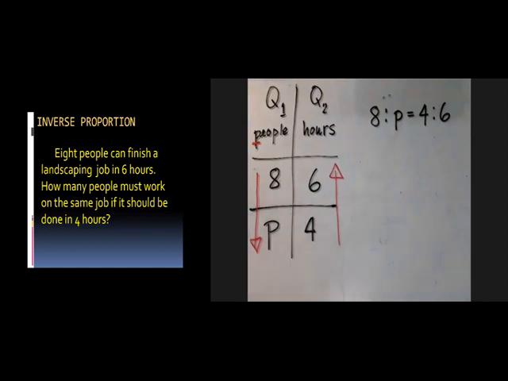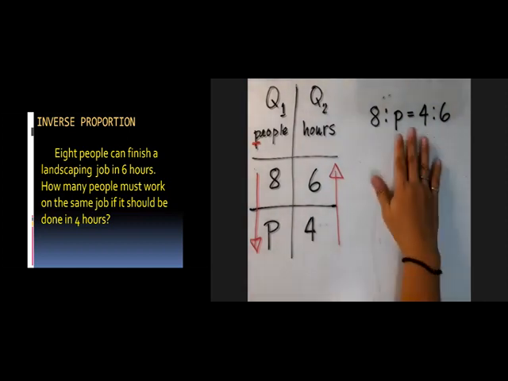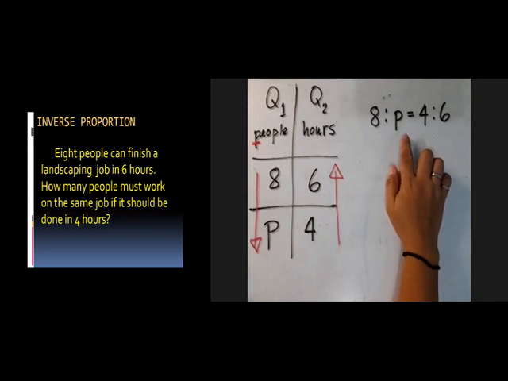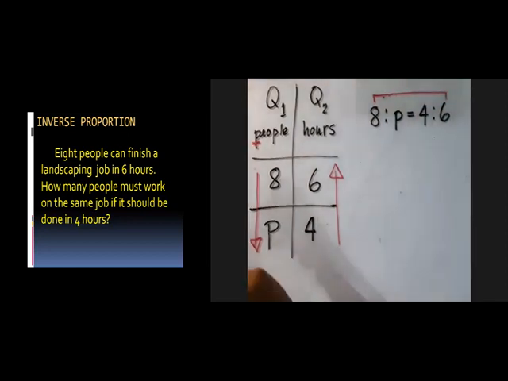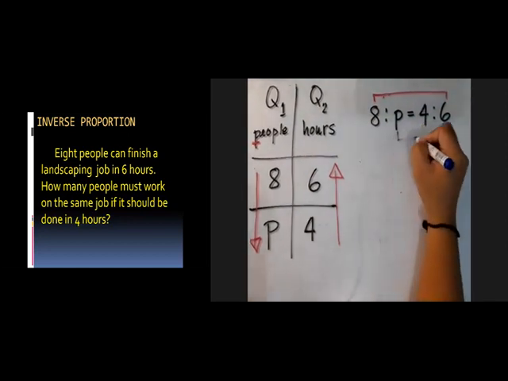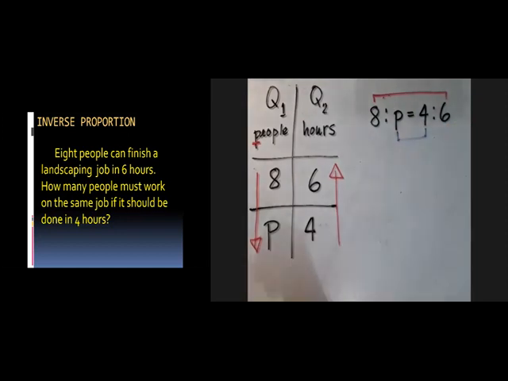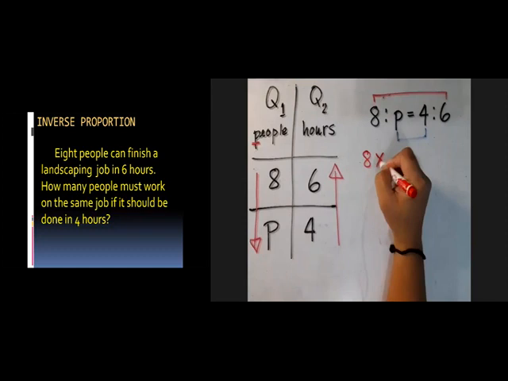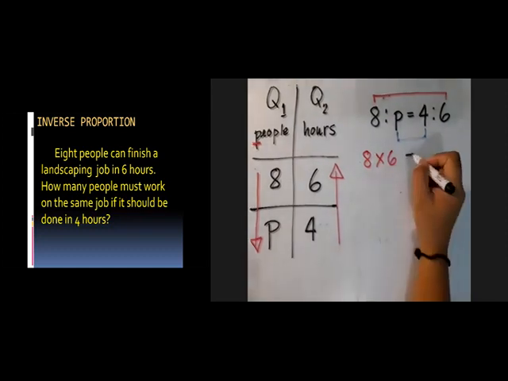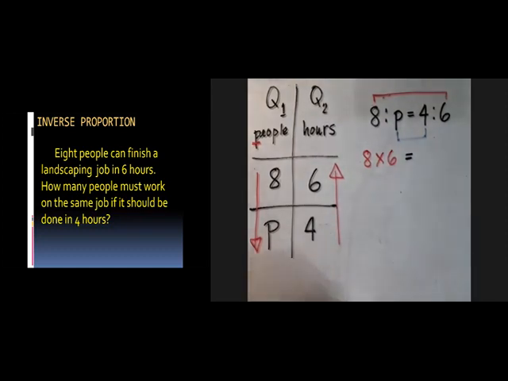So, ano nang gagawin natin? We solve for the missing term. How do we do that? By multiplying the extremes and multiplying the means. Okay, so let's multiply now our extremes, 8 and 6. We have 8 times 6. That should be equal to P times 4. Okay, gamit tayo ng times.